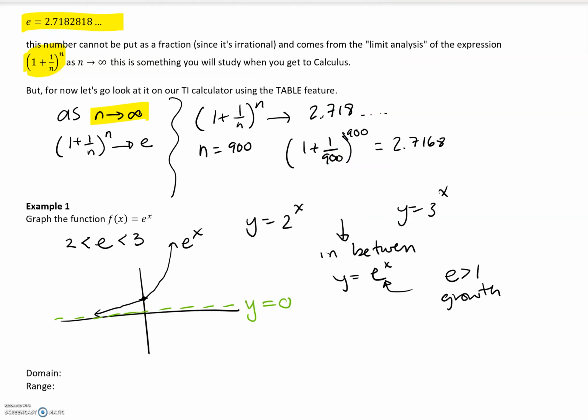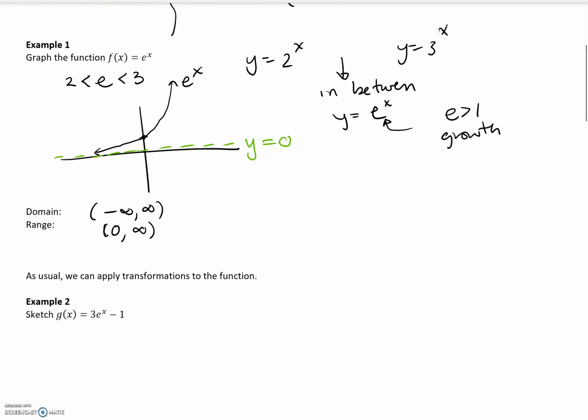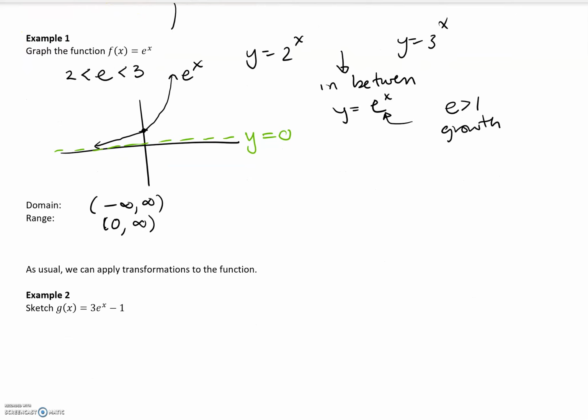The domain and the range. Well, we said all exponentials have domain negative infinity to positive infinity, and the range clearly starts at 0, not including 0, and goes off to infinity, just like your basic 2 to the x that we graphed in the previous sections. And as usual, we can apply transformations to the function and get other graphs.